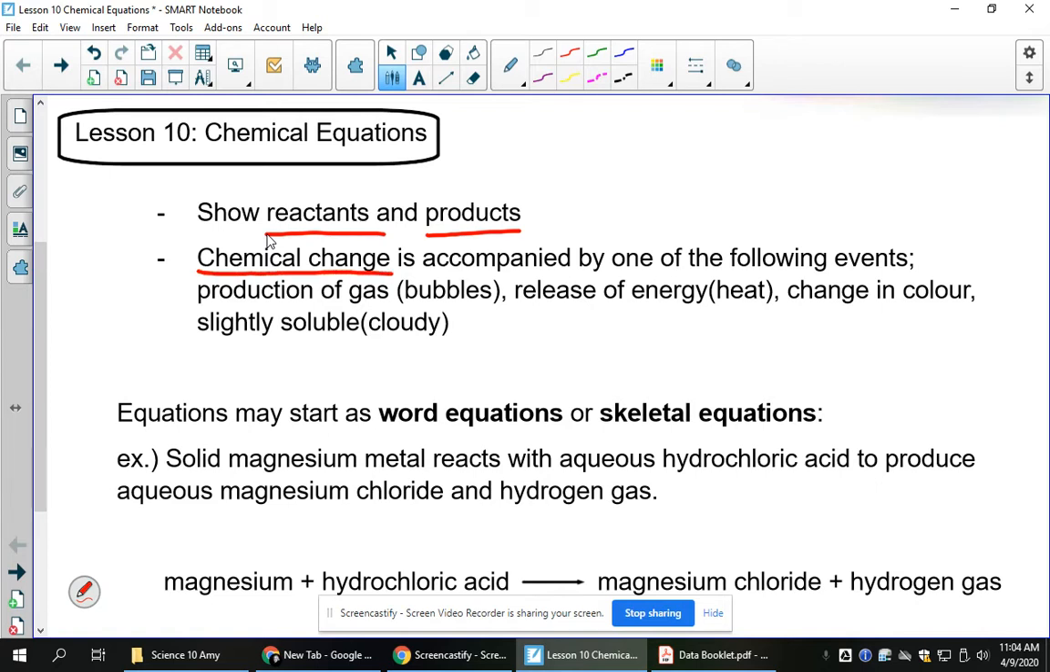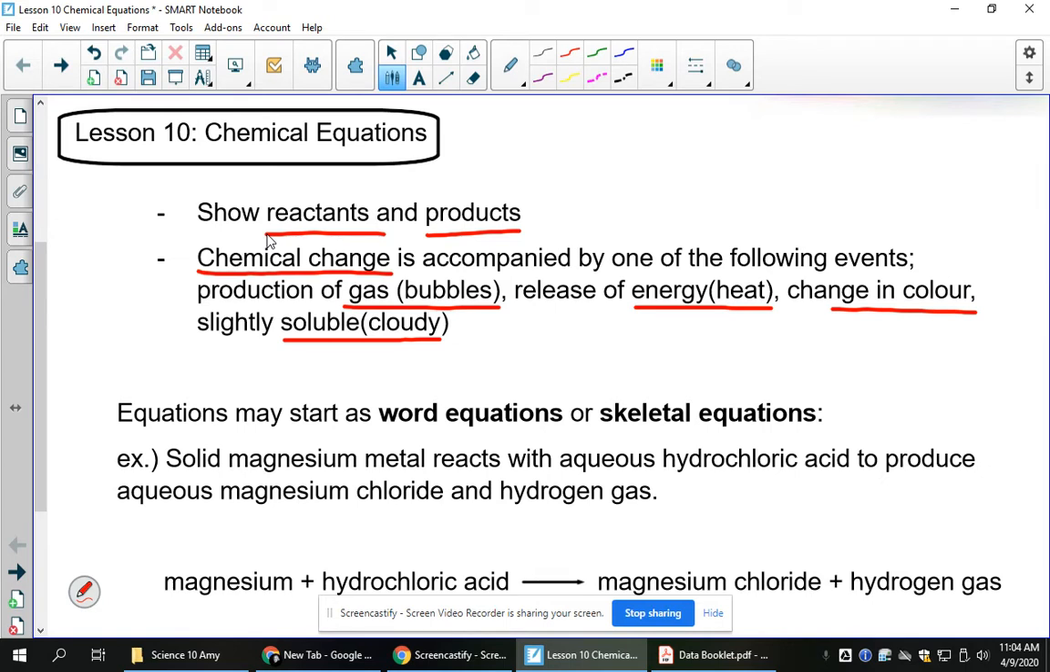That's going to be accompanied by one of the following events. Because remember, a chemical change makes a new substance. So that substance could be a gas, like vinegar and baking soda bubbling up. It could be energy released in the form of heat, so an exothermic reaction. You could see a change in color, which alone won't tell you a chemical reaction has happened, but if it's a new substance, it certainly does. And you might see it go slightly cloudy. That means there are actually little tiny solid particles within the liquid that are reflecting the light and make it look cloudy.